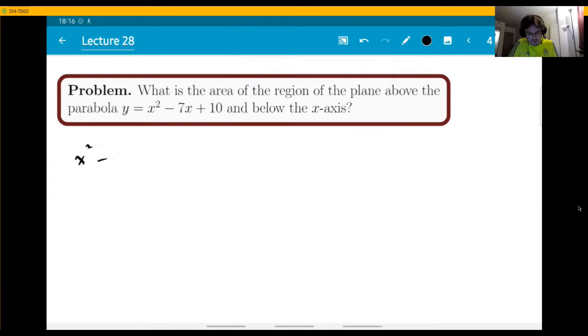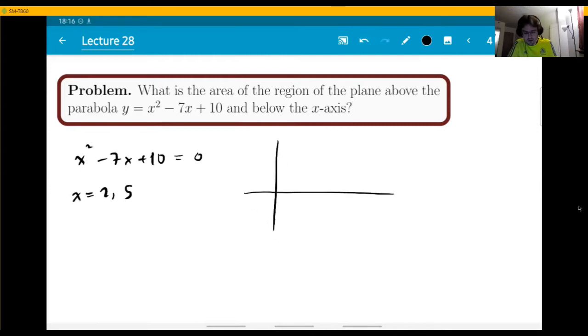Drawing a parabola is very easy once you discover where the zeros are. In this case, 2 and 5. And also from the fact that the first coefficient is positive, that means the parabola is concave up. So it is just a parabola that's pointing up and crosses the axis at the numbers 2 and 5. Now you can see what is the region that they're describing. The region above the parabola, but also below the x-axis. It should be only this part here.